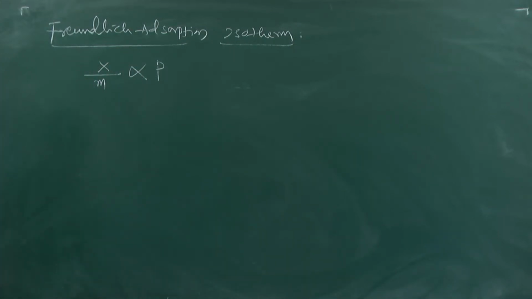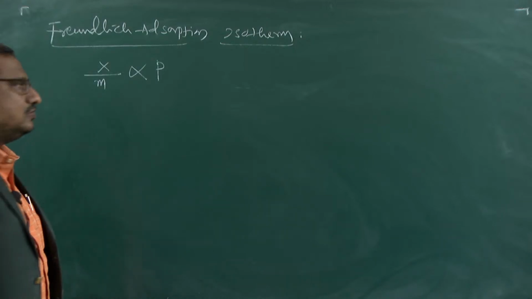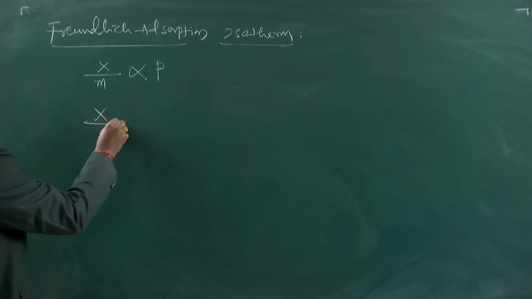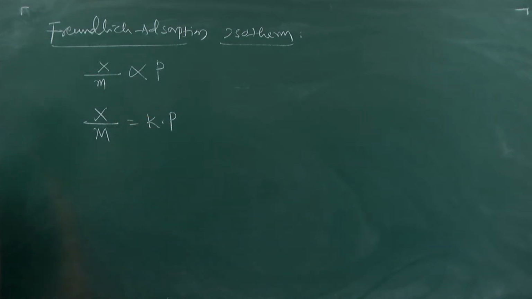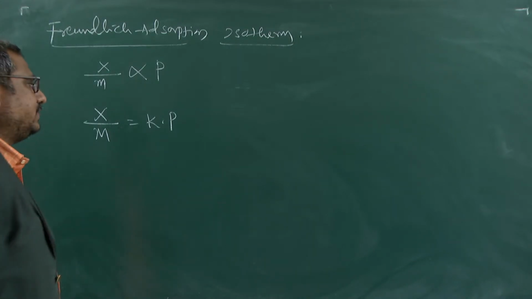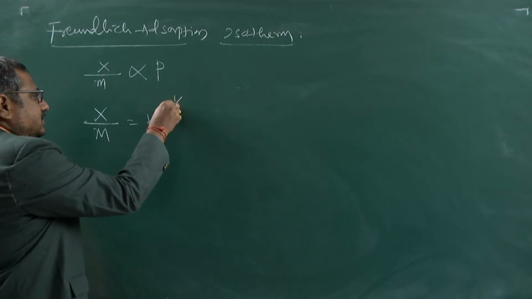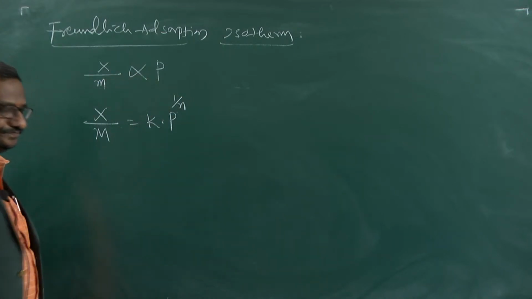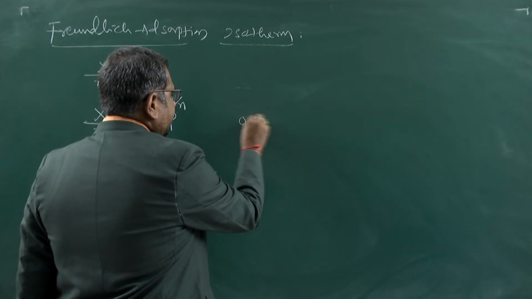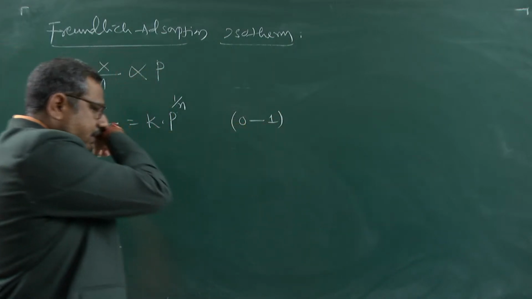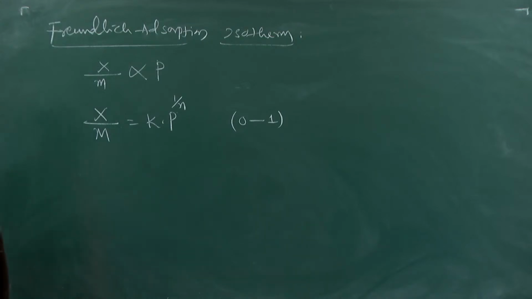If we remove the proportionality sign, we take a constant: X by M is equal to K into P. Depending on the condition, how much material is deposited, we take a range depending upon the pressure. The range is 1 by N. Here the N range is 0 to 1, depending upon the pressure condition.